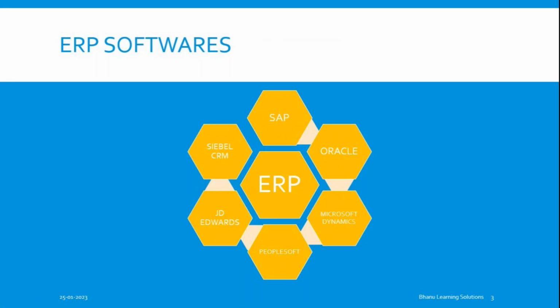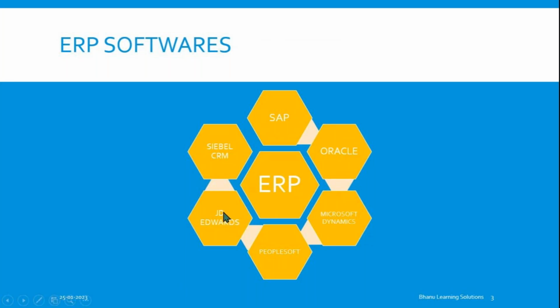Let's say Oracle. Oracle is capable of managing finance related applications. It is more successful in handling finance related applications. Then similarly we have Microsoft Dynamics. This one is good at handling sales related transactions or sales related data. Similarly, we have PeopleSoft. It is more successful in handling HR related activities, like running employee payroll and all that HR related activities.